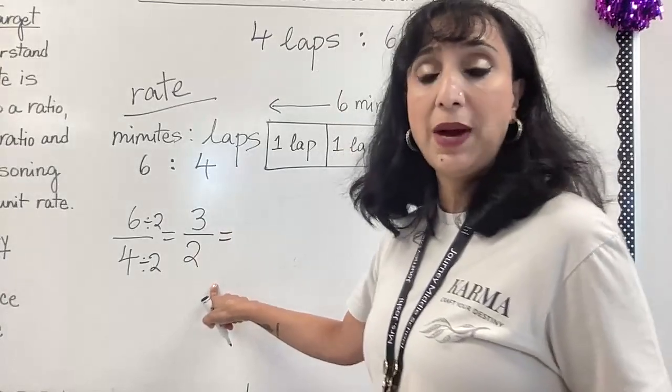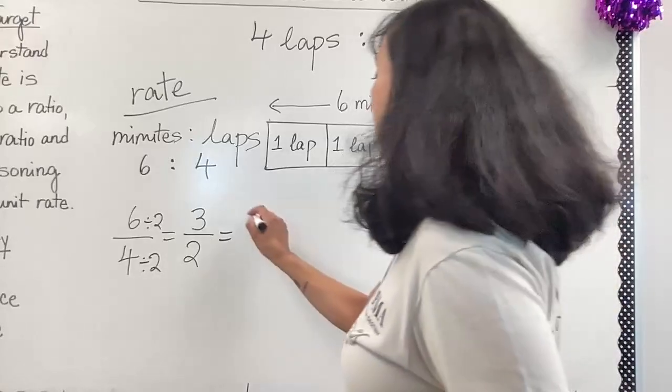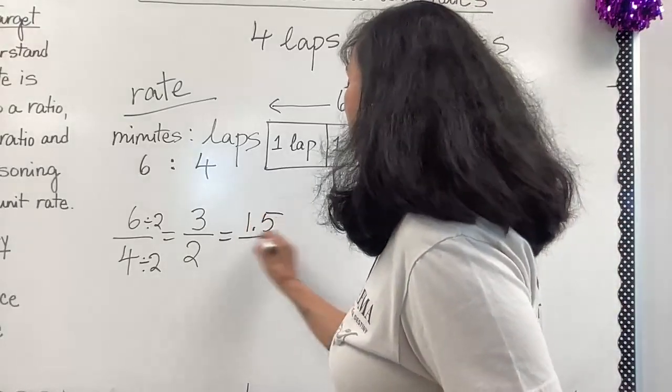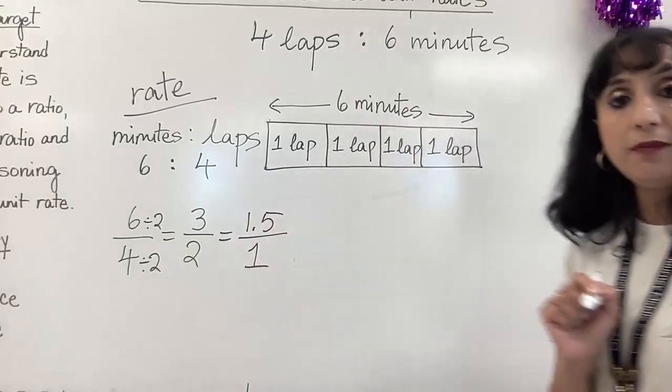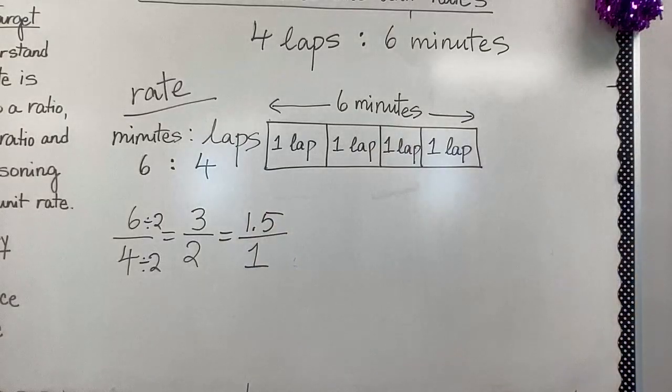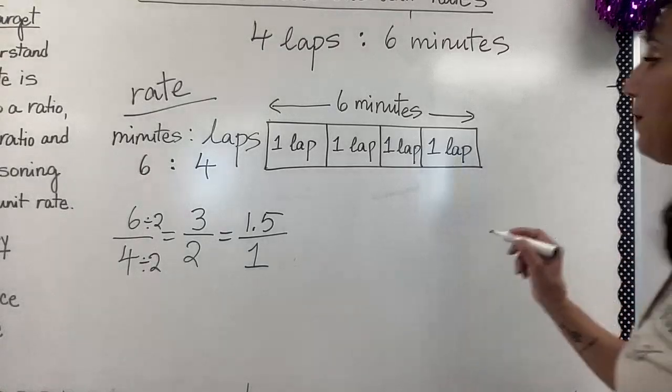So if I divide 3 by 2, what is half of 3? It's 1 and 5/10 for 1, right? And this is called a unit rate, because I'm finding the minutes per lap now.